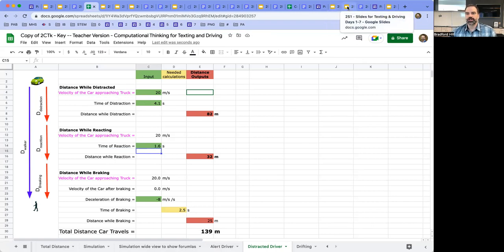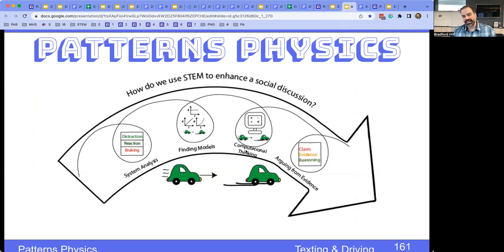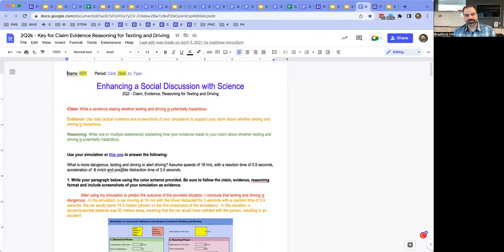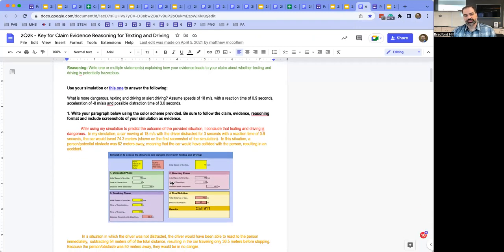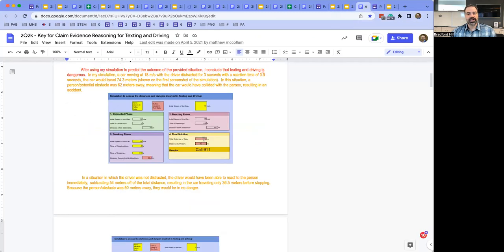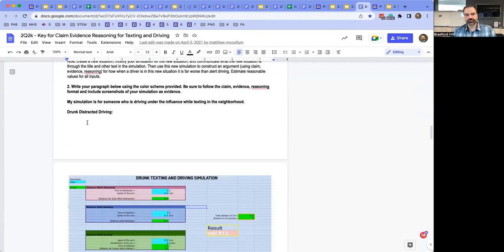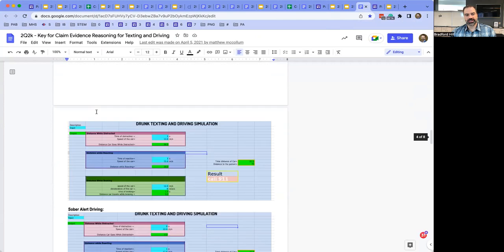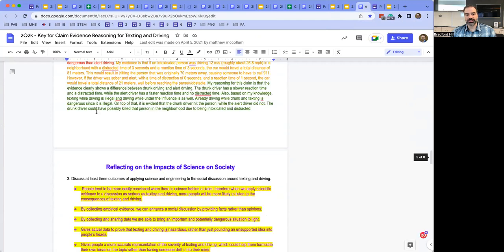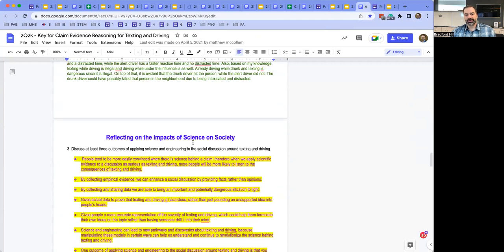Very powerful. All right, so to wrap it up, they got their simulation, they've learned something about it. Now they're going to use that to argue from evidence. And how cool is that? Their CER is referencing evidence data from a simulation that they coded from experiments. And they then go on to a new scenario. This student picked drunk driving in addition to distracted driving. And then it ends on what are the impacts of science on society.